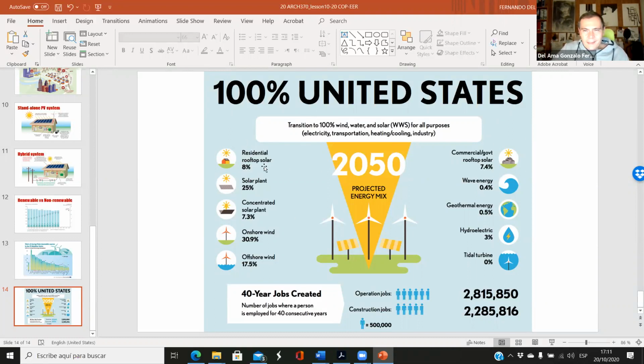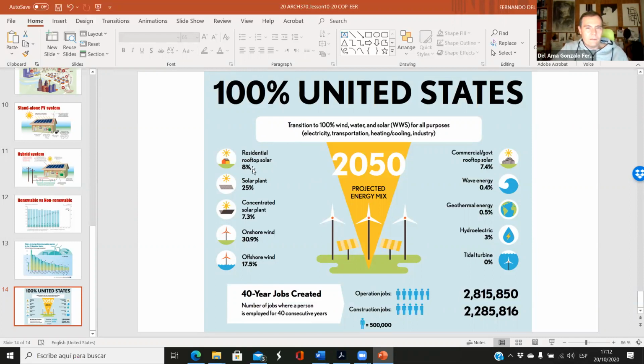And what is this? That's interesting because here we have all the renewable energy production that we can consider. Okay, so we have residential rooftop solar. They claim that 8% of the total energy of the United States will be produced on site. Okay, so in the house. Okay, that's good, 8%. I think this is doable.